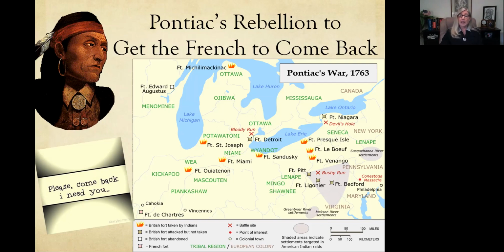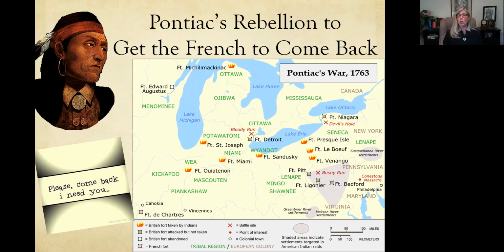So Chief Pontiac is going to get various tribes. All of these tribes that are listed in green are going to come together under the leadership of Chief Pontiac to fight back against the British in an effort to show the French, British can't hang on, please, please, please come back. The British aren't willing to fight.